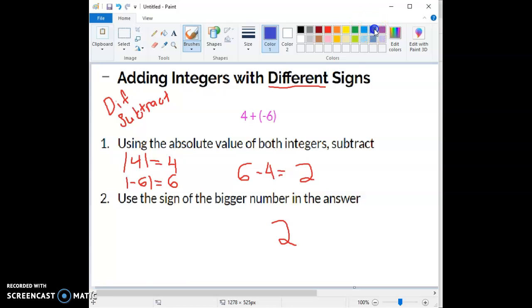So I'm going to look at the original 4 and -6. -6 is farther away from 0, or kind of like the bigger number, bigger absolute value. So that original -6 tells me that my answer is going to be negative. My final answer there is going to be -2.